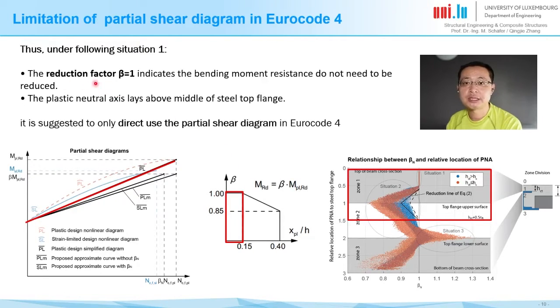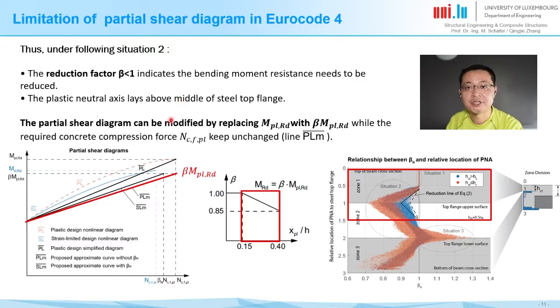The first situation is when you have the reduction factor for the bending moment beta equal to 1, which means the relative compression zone height is smaller than 0.15, and your neutral axis position is above the middle of the top flange of the steel profile. We found in these cases the strain limit design and plastic design can give quite similar results. Thus, you can directly use the partial shear diagrams in Eurocode 4.